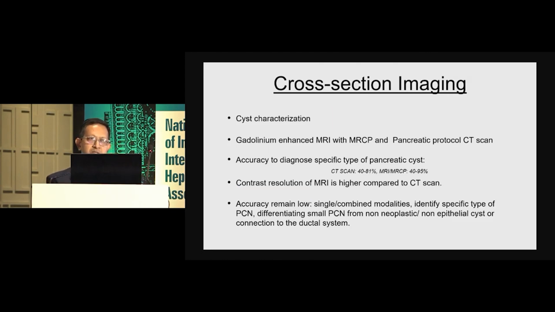Coming to cross-sectional imaging, it is usually done for characterization of the cyst. Both gadolinium-enhanced MRI with MRCP and a pancreatic protocol have been recommended by various groups. However, the accuracy to diagnose a pancreatic cyst is much higher with MRI or MRCP compared to CT scan, because the contrast resolution of MRI is higher. However, we must remember that the accuracy remains low even when multiple modalities are combined. The accuracy also remains low to identify the specific type of PCN, that is pancreatic cystic neoplasm, and to differentiate small PCNs from non-neoplastic, non-epithelial cysts or cysts connected to the ductal system.